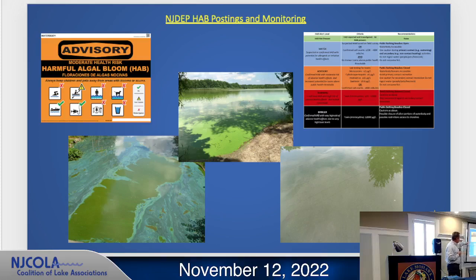But we're now running into situations where these harmful algal blooms, or cyanobacteria, which creates cyanotoxins, which is the main concern, which is a health risk, okay, to be concerned about. These are some of the criteria that we are running into under posting water bodies when the threshold is met.